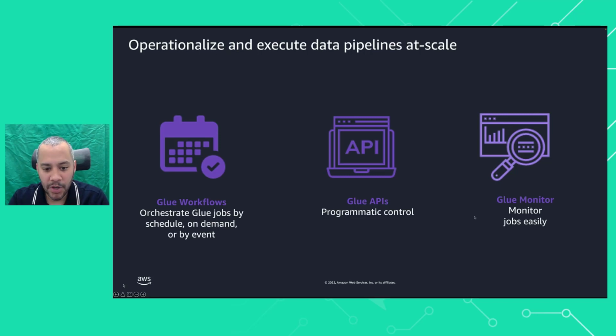Also, you have the Glue APIs. If you want to execute your jobs in an automated way, using code, you can use the Glue APIs. And also, if you want to monitor and see what is happening with your account's Glue jobs, you have the monitoring UI, in which you can see the execution of every single job, and also you have the chance to see the details about every specific run. So Glue also offers options to make your operations on top of your ETL jobs easier.